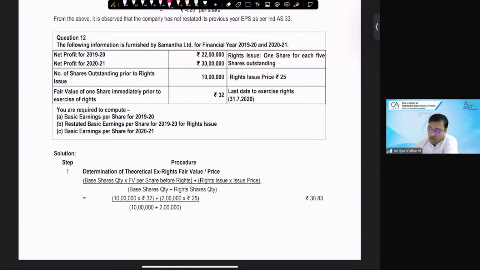Okay. All right. The following information is furnished by Samantha Limited for financial years 1920 and 2021. Net profit for 1920, 22 lakhs. Net profit for 2021, 30 lakhs. Rights issue is done, 1 share for each 5 shares outstanding.